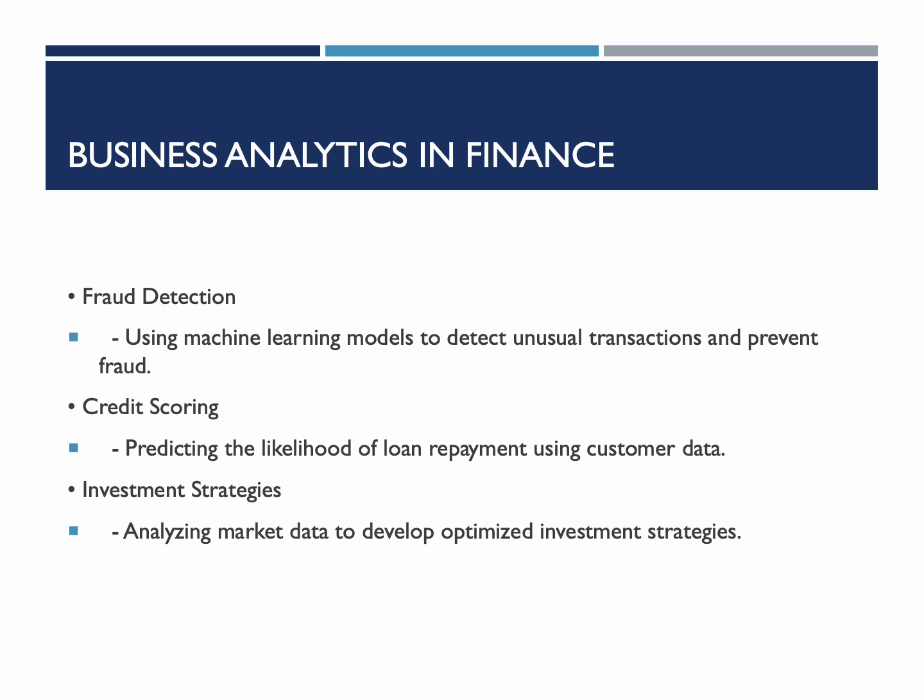Next is credit scoring, which involves predicting the likelihood of loan repayment using customer data. Financial institutions analyze a range of factors such as income, credit history, and spending patterns to assess the creditworthiness of borrowers. This enables them to make informed lending decisions and minimize default risks.